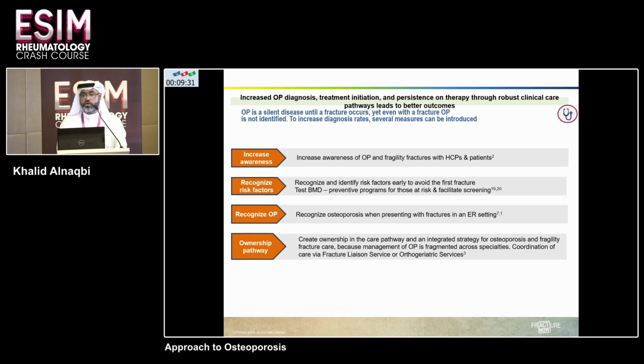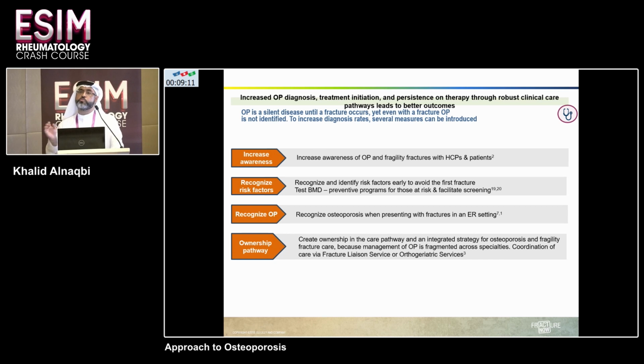Create ownership in the care pathway, and an integrated strategy for osteoporosis and fragility fracture care, because management of osteoporosis is fragmented across specialties. We see that in the hospitals. Coordination of care via fracture liaison service or orthogeriatrician services also is an option.